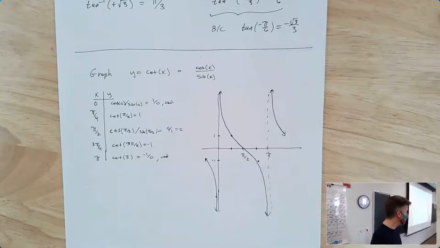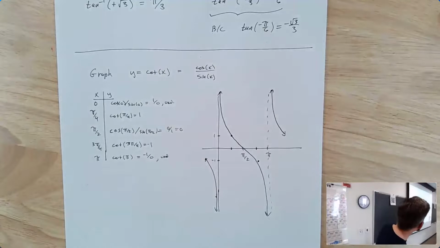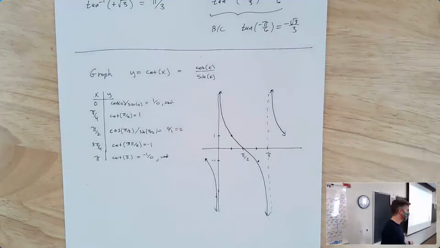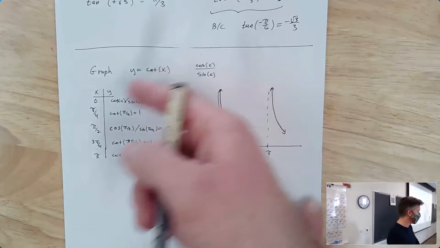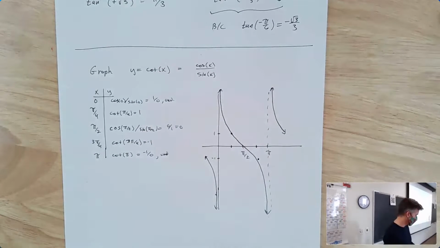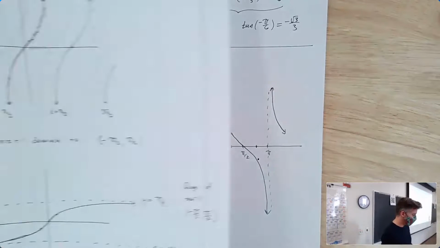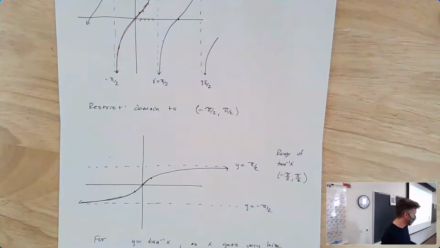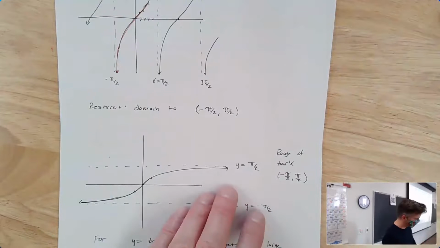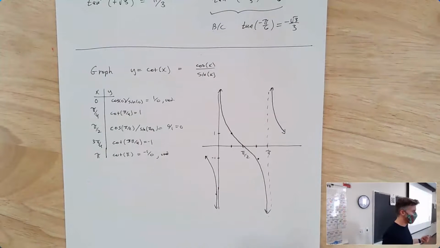Something else I might mention just because I'm noticing it. Cotangent is an odd function. I know it kind of looks funky, but if you rotated it 180 degrees around the origin, it would look the same. Tangent, also an odd function. Rotated 180 degrees looks the same. Sine, also an odd function. Rotated 180 degrees looks the same. Cosine, not an odd function. Cosine's even. It has a symmetry about the y-axis.